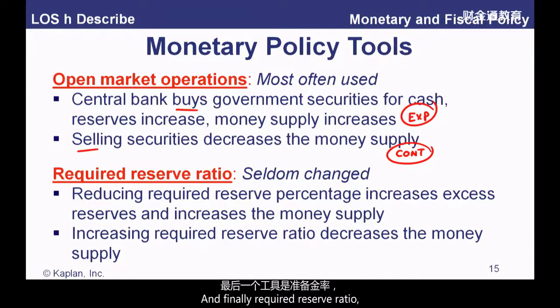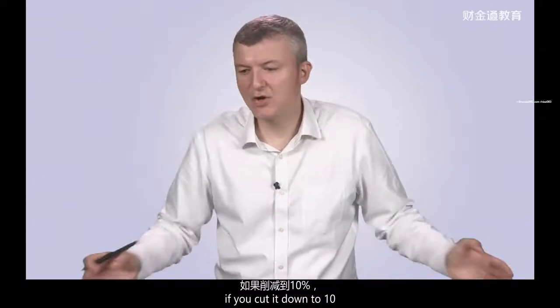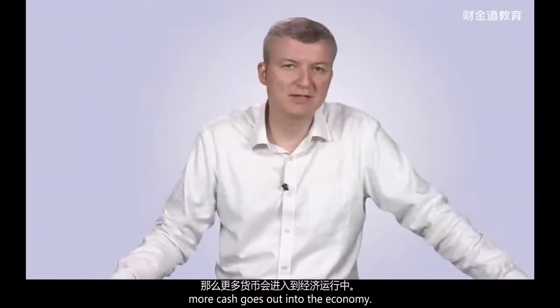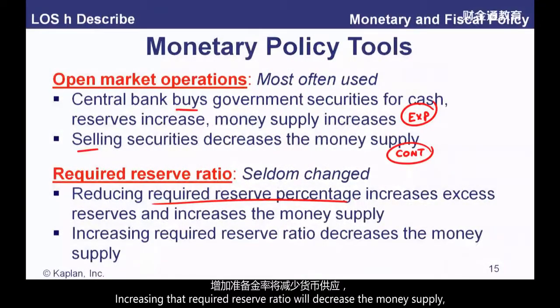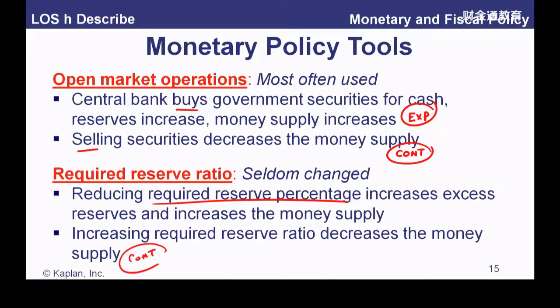And finally, the required reserve ratio. We mentioned this in the fractional banking system. If you reduce the required reserve ratio, that will increase excess reserves and hence the money supply. So cut it from, I think I said, 20%. If you cut it down to 10, more cash goes out into the economy. Increasing that required reserve ratio will decrease the money supply. I think I wrote down an example where we went from 20 up to 50%, hence takes down the money supply, and that would be contractionary.